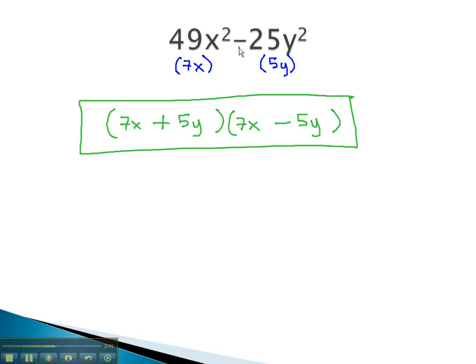If we can recognize the difference of squares where we're subtracting and can take the square root of both terms, we can quickly factor it to a sum and difference of the square roots.